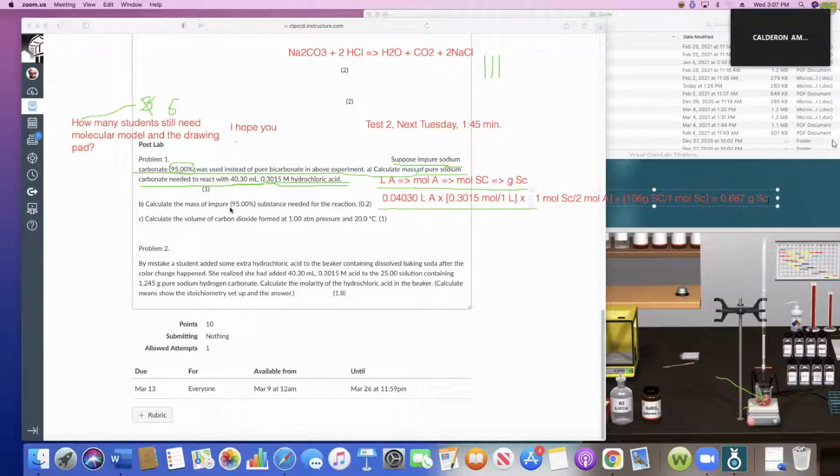Now, calculate the mass of impure substance needed for the reaction. Remember this sodium carbonate is only 95%. The rest is something else. So what is that mass, impure mass? And is it going to be bigger than 0.687 or smaller than 0.687? How are you going to set it up? It's bigger, very good. That's the first thing to understand. Now, can you set it up with a dimensional analysis? You should be able to.